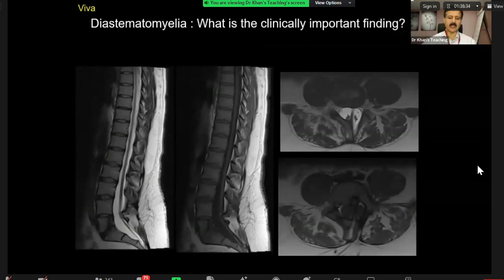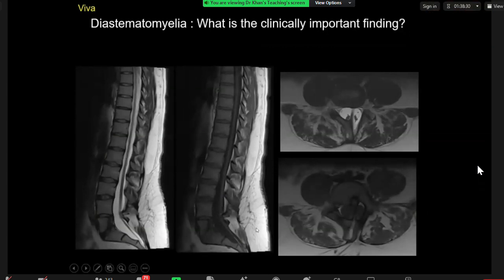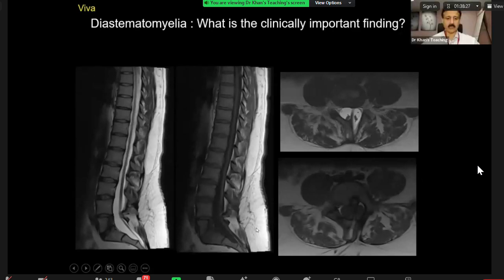So what is the clinically important finding here? Candidate 3: the tethered cord, which you're concerned about. Say again, please. Tethered cord. Excellent. So if you see here, diastematomyelia can be associated with a tethered cord.